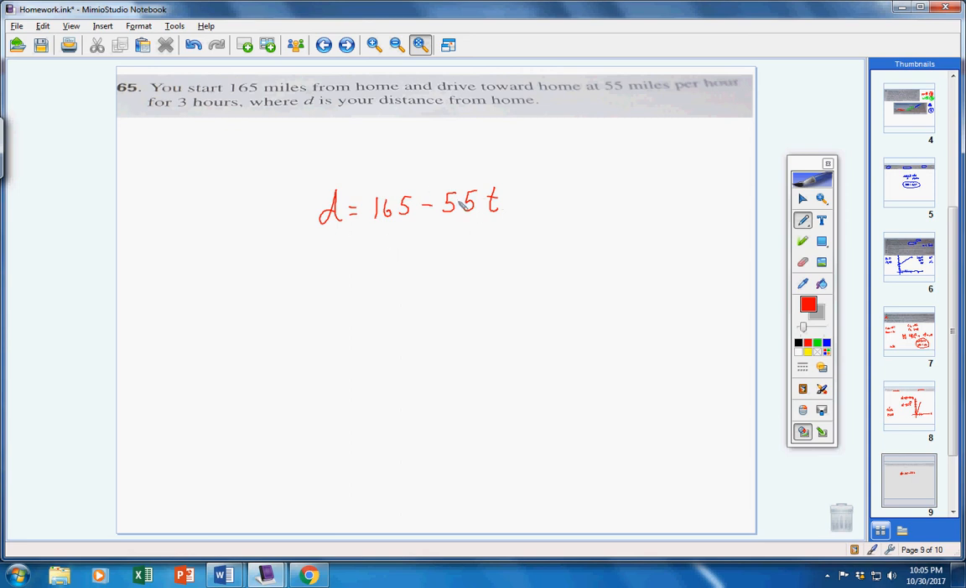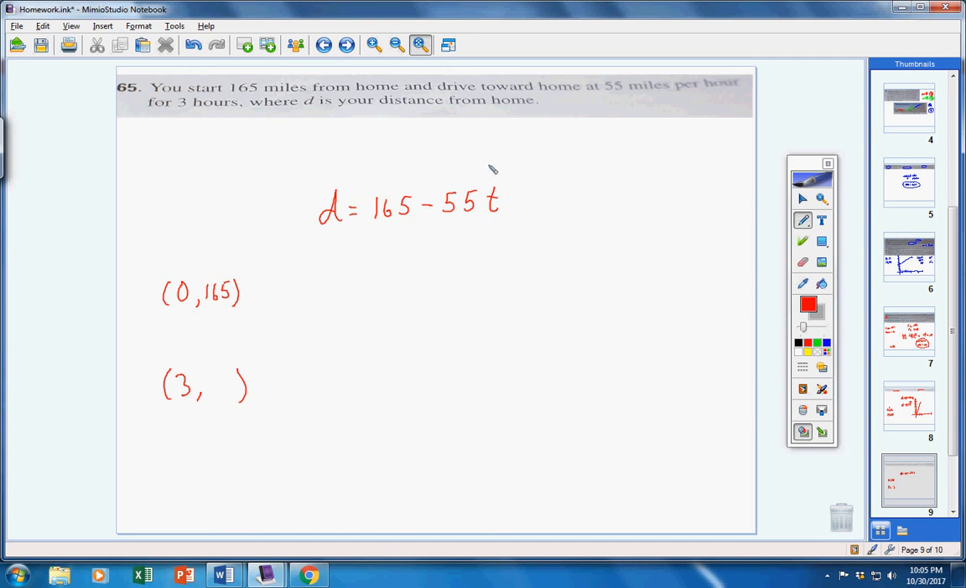So there's my model. Now let's graph it, okay? Again, I'm going to put in 0 because that's where I started. I drove 0. And I'm going to drive for 3 hours. Now, put a 0 in for t right here. 55 times 0 is 0. 165 minus 0 is 165. Now that makes sense, doesn't it? Because it should. At 0 hours, you are how far from your house? 165. Makes sense to me.